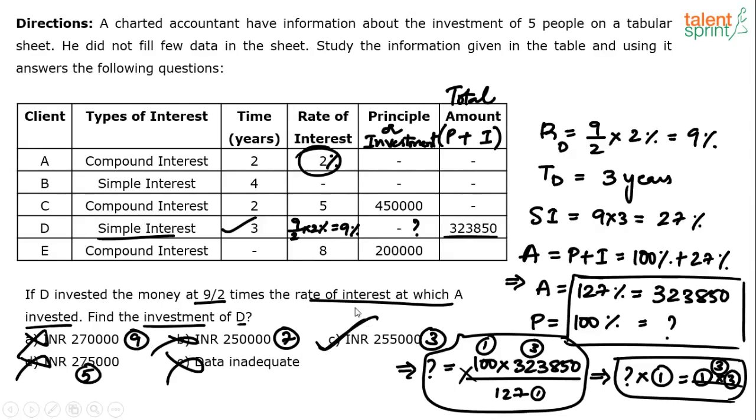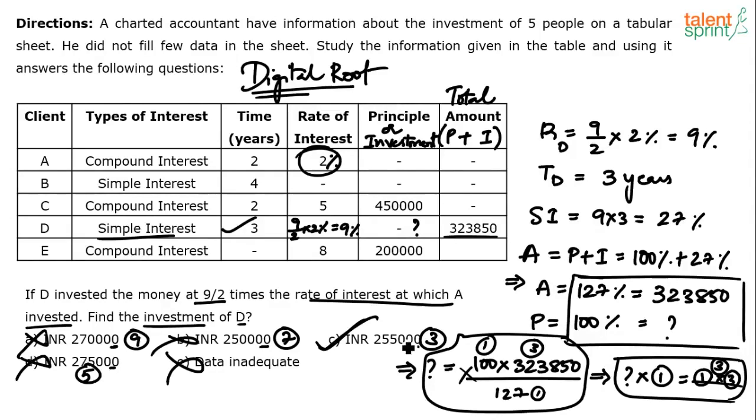Now look at the advantage of using this smart method, the digital root method. I did not do any calculation. I did not do this tedious calculation of 323,850 divided by 127. So the digital root, I think, is a very useful technique. Not useful always, but definitely in this particular case. You cannot apply the unit digit method. Why didn't we go for the unit digit method here? Because all the options are ending with 0. So you cannot really apply the unit digit method.